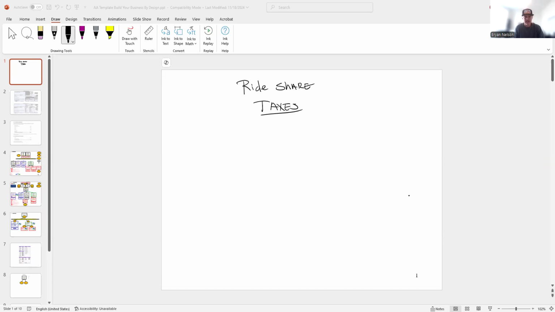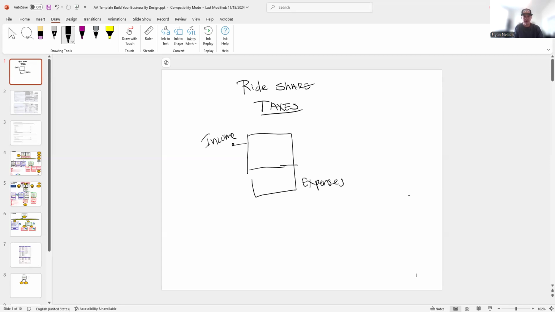So, first thing that we want to look at is our financial statement. When we go to do taxes, we need to know what our income is and then what all of our expenses are. This is kind of key here. So we're going to get our income from the rideshare. We're going to pay out some expenses. And then at the bottom, we're going to have our net income or our loss. And this is what we're going to be paying taxes on.